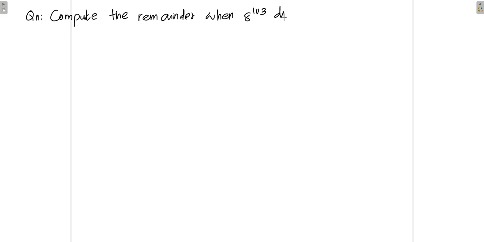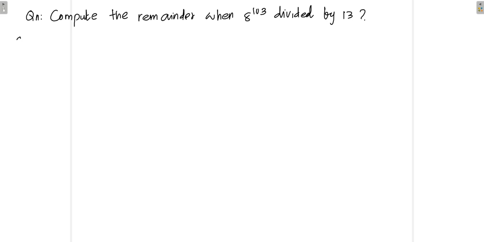Okay, so the first question is: compute the remainder when 8 raised to 103 is divided by 13. So 8 raised to 103 13 കൊണ്ട് ഡിവൈഡ് ചെയ്യുമ്പോൾ കിട്ടുന്ന റിമൈൻഡർ ആണ് നമുക്ക് വേണ്ടത്.